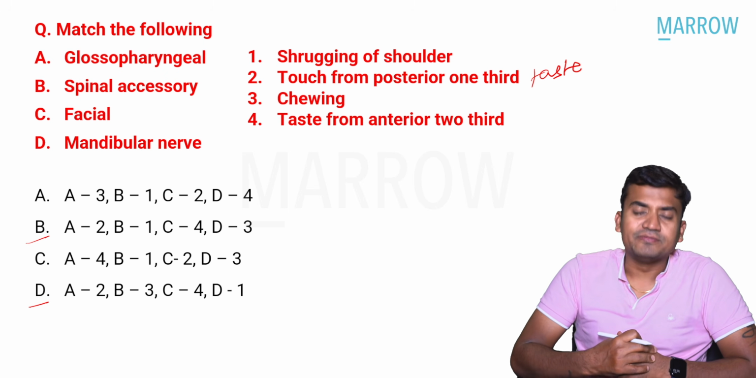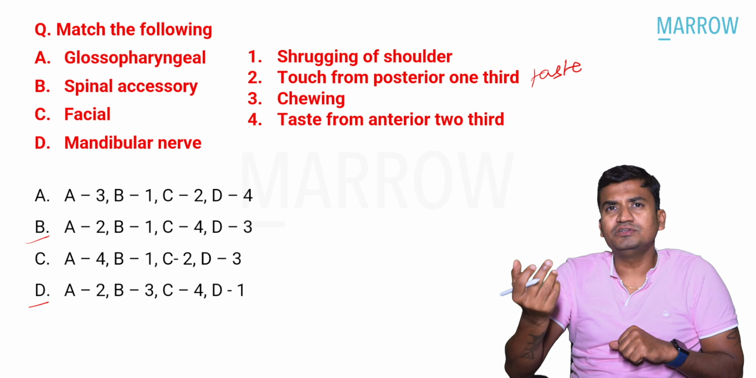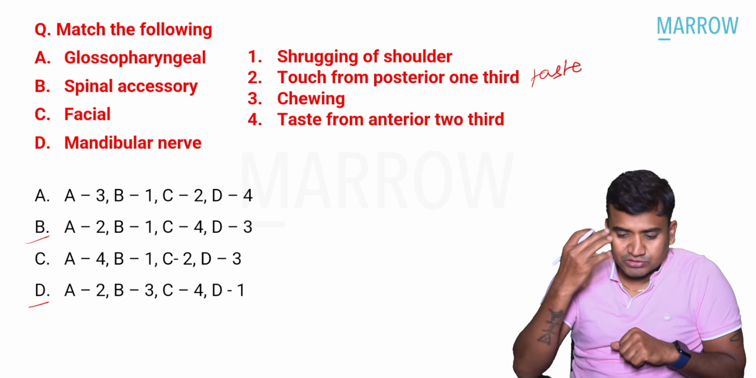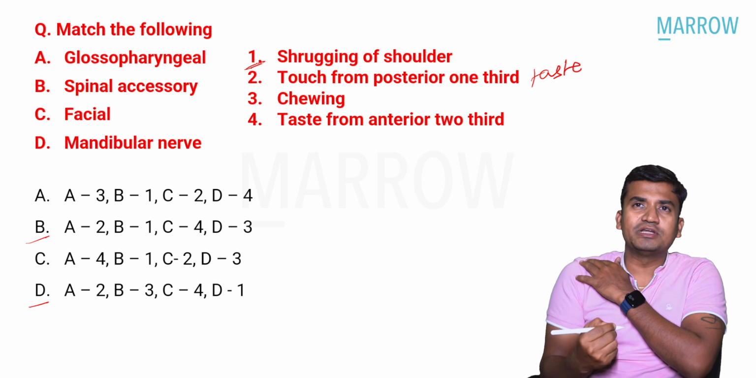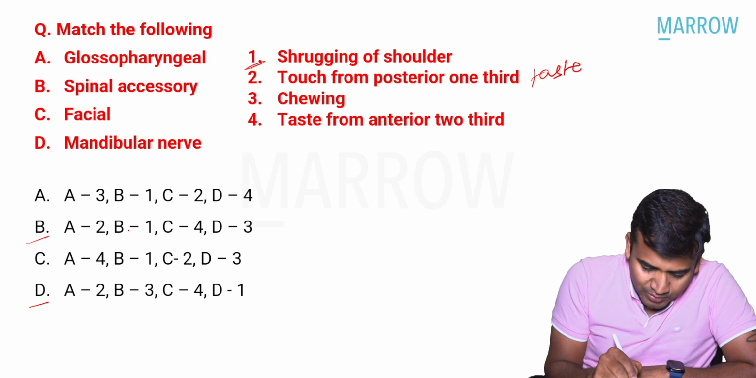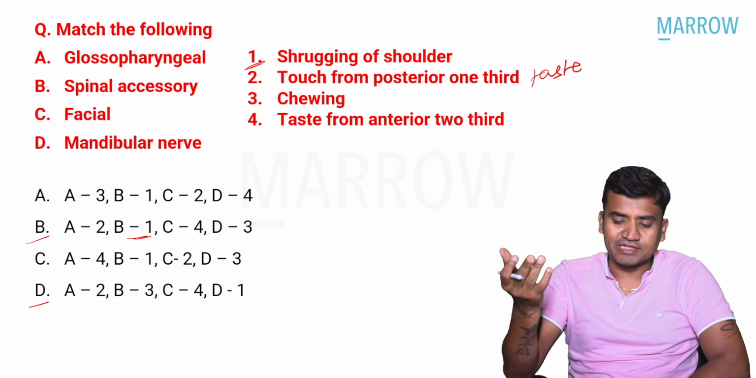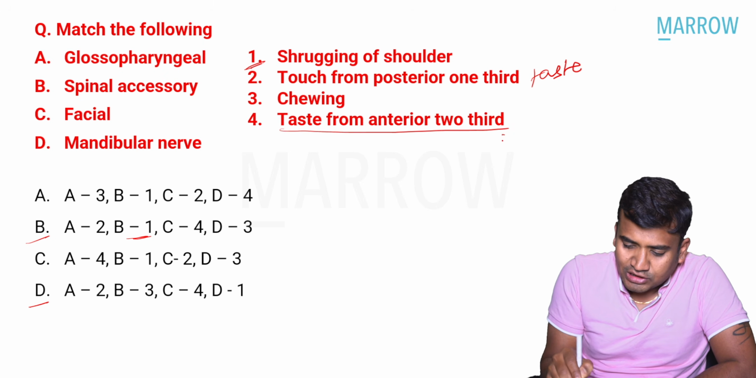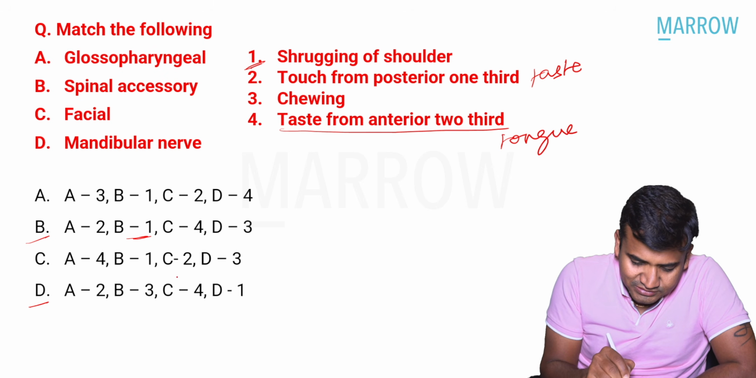Now spinal accessory nerve. We know already that this nerve supplies 2 muscles. What are those? Sternocleidomastoid muscle and trapezius muscle. The trapezius muscle helps in shrugging of the shoulder. Shrugging of the shoulder means elevation of the scapula. So spinal accessory nerve function is number 1. Facial nerve, so many functions are there, but here they gave taste fibers from the anterior 2/3 of the tongue. So facial nerve is 4.